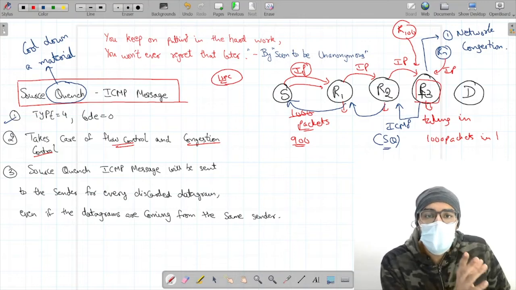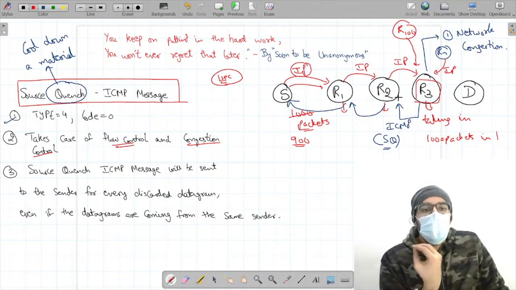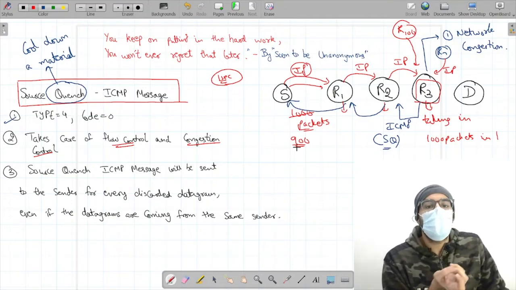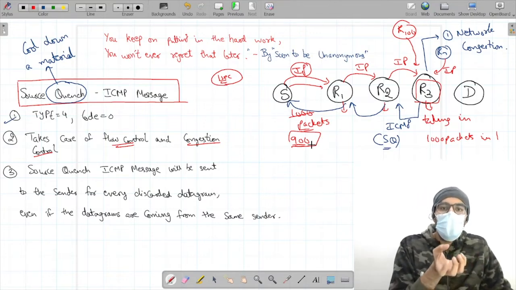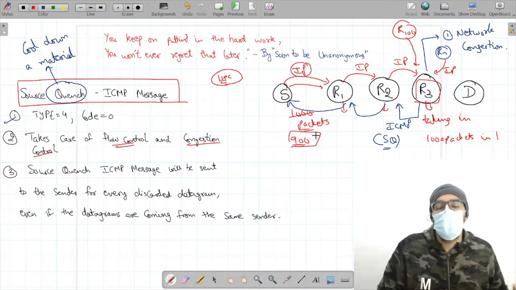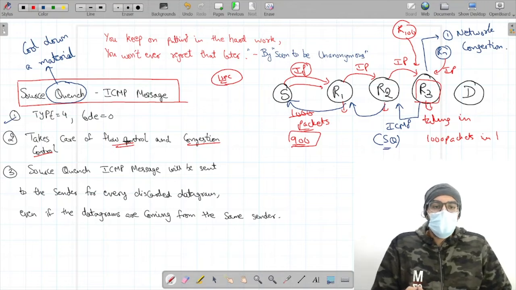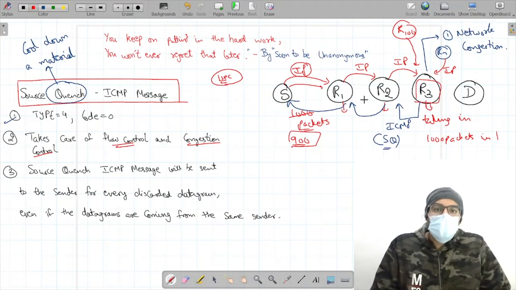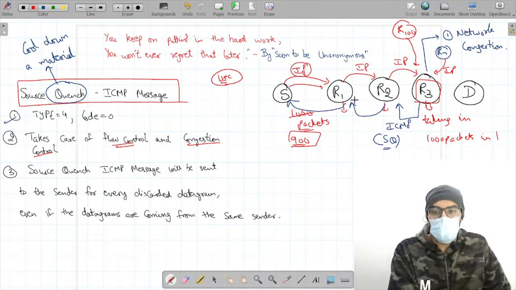From R2 to R3, 1000 packets are processed, but from R3 to D, let's say the capability of R3 is 500 or 900, only 900 packets are processed or moved forward. So this is basically a flow inconsistency in the forwarding of the packets. The ICMP source quench message takes care of that by making sure that router R2 sends only 900 packets to router R3.